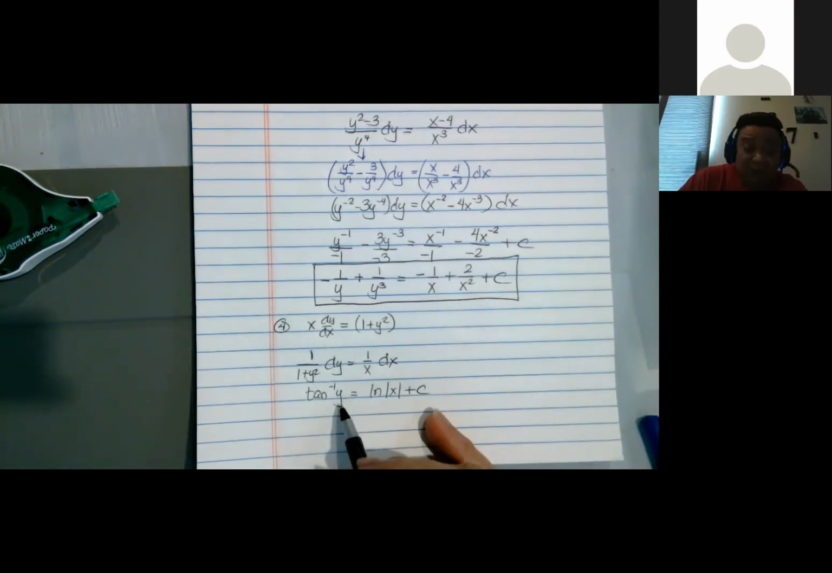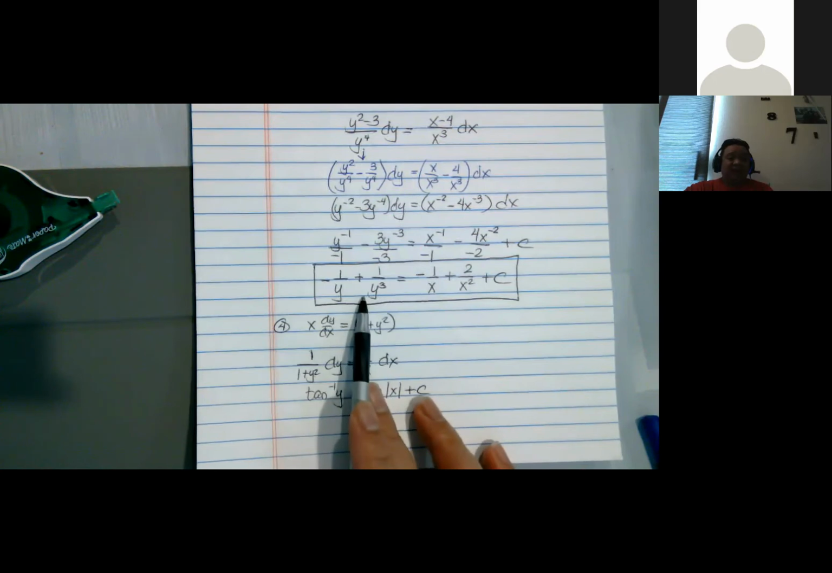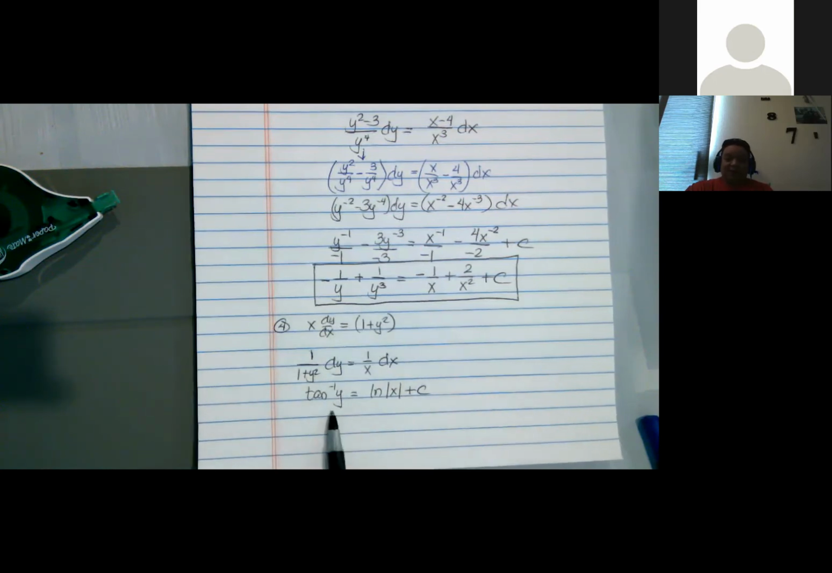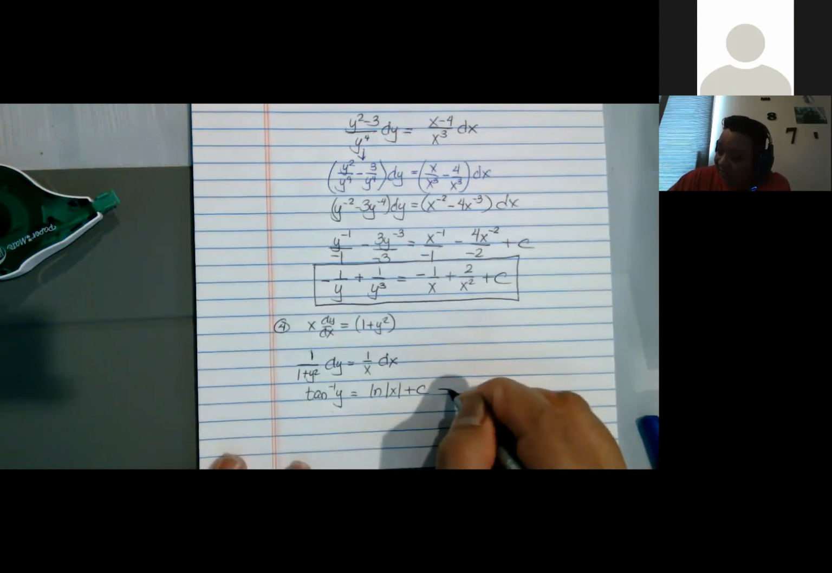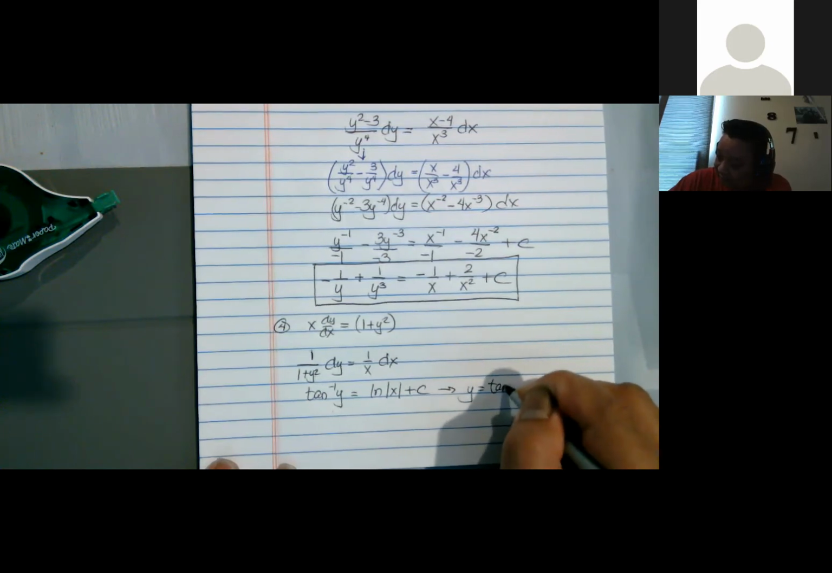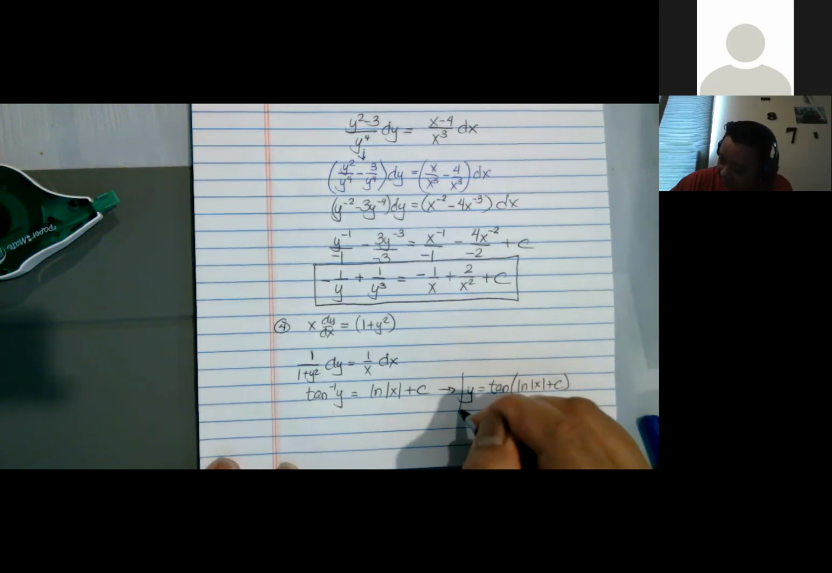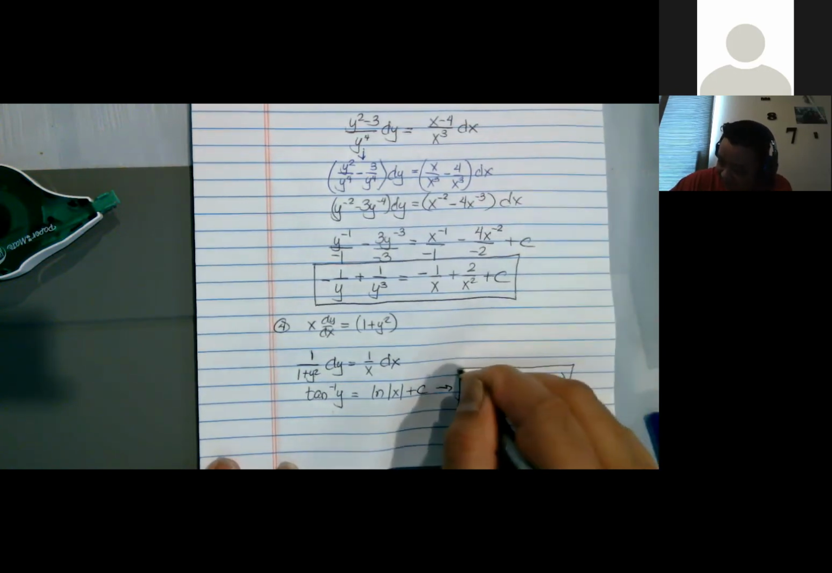And then again, since there's only one y, this is usually a good rule of thumb. If there's only one y, for the most part, you should be able to solve for it, meaning you should be able to get the explicit solution. If there are multiple y's, more often than not, you won't be able to do that. But since there's only one y, I should be able to solve for that y. In this case, that's easy enough. Just take the tangent of both sides. So y is the tangent of natural log of x plus c. And there is your answer.